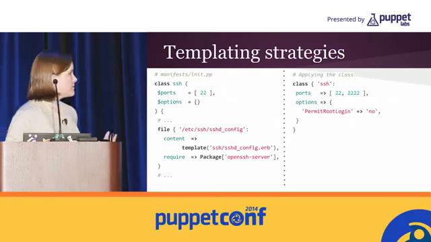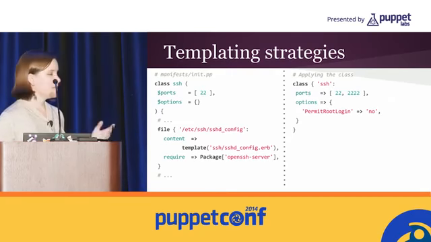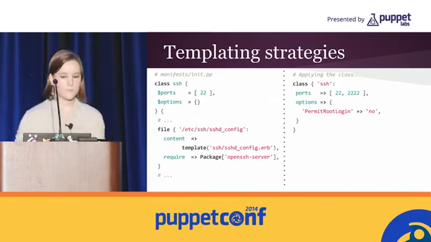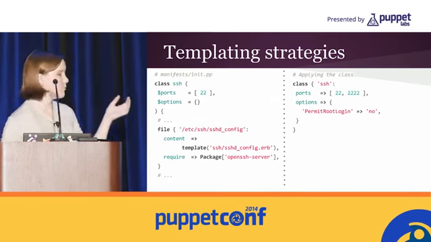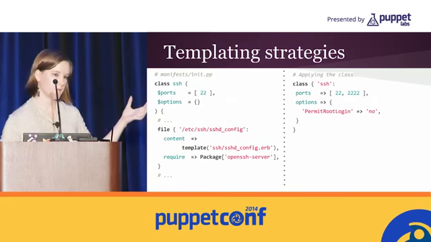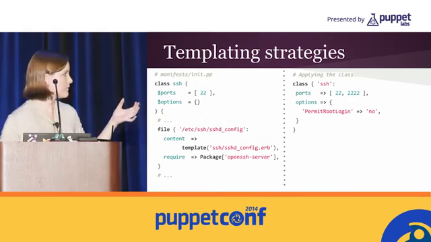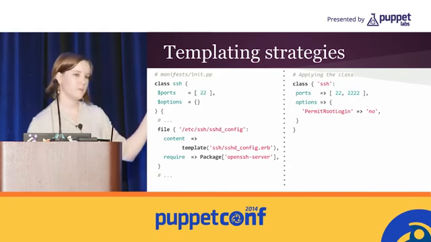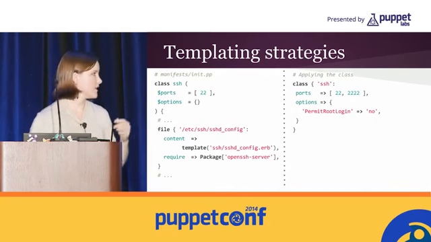So what is sometimes appropriate is to manage some of the important parameters and then let the user specify what other parameters they want in a hash. So what we're doing here is we have the ports in an array so that we can iterate over the ports in our configuration file, and let the user specify what key value pairs they want in their options hash here.